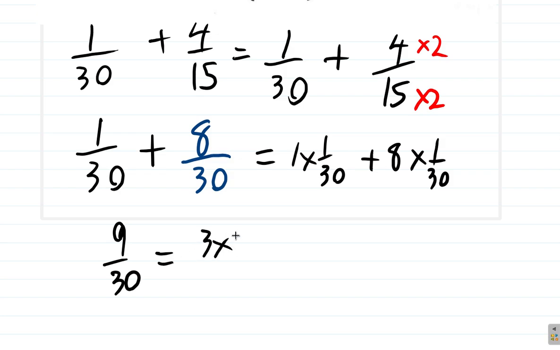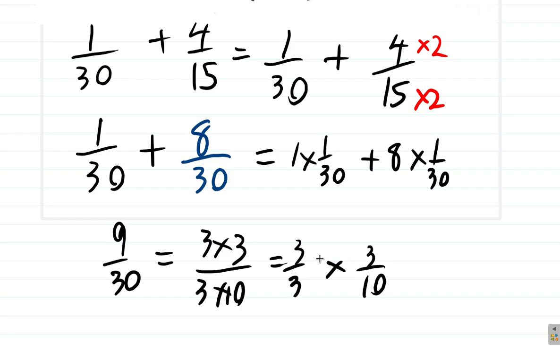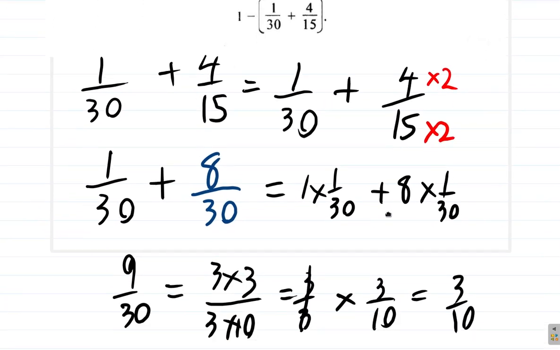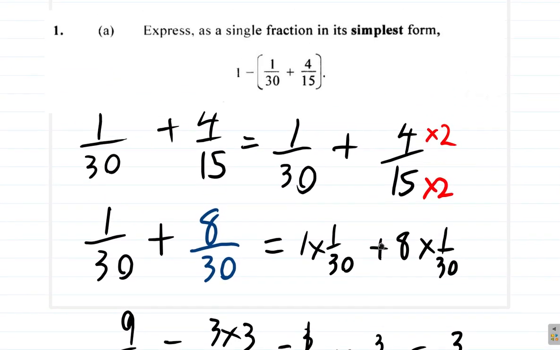9 is 3 multiplied by 3. 30 is 3 multiplied by 10. So this is going to be 3/3 times 3/10. 3 out of 3 is 1. So this is 1 times 3/10, which is 3/10. In the exam, you would have to be putting all of these things like this, as I'm doing here in such detail. But this is for explanation purposes, right? Alright, so inside the bracket, it boils down to 3/10.